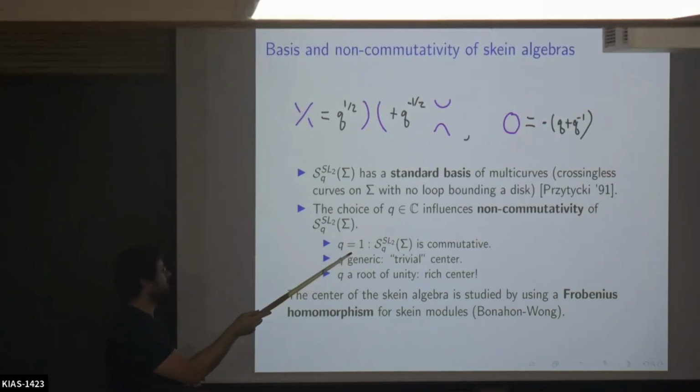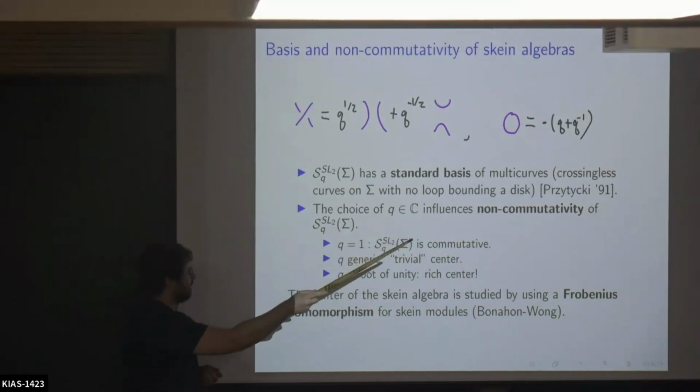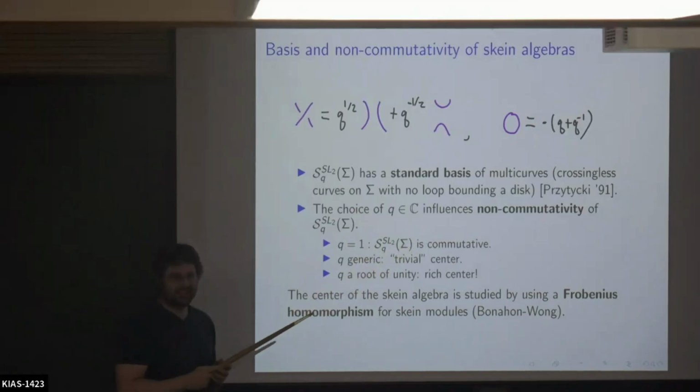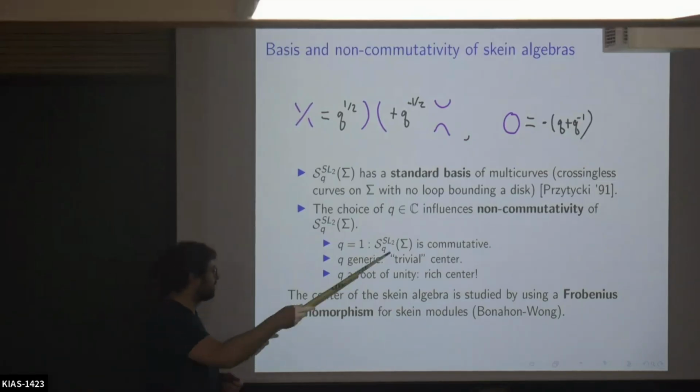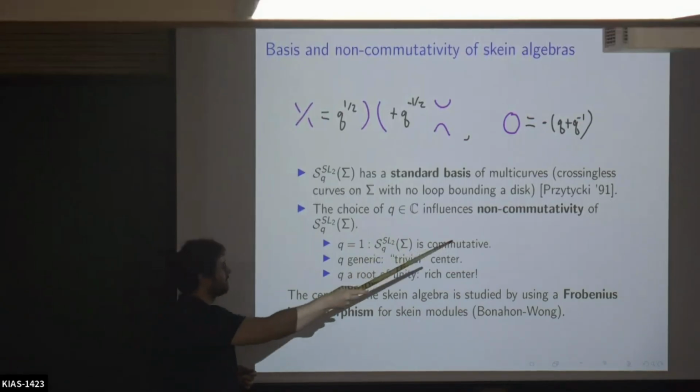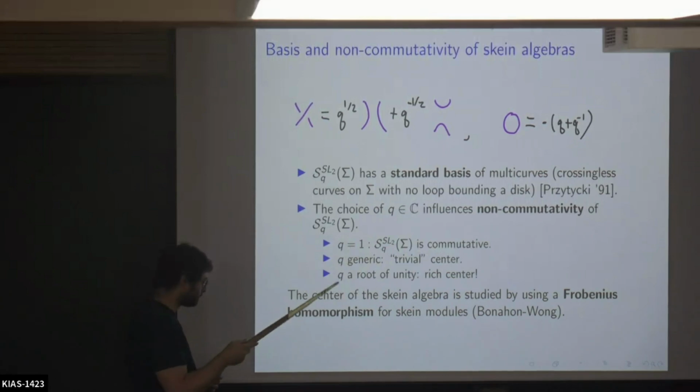But if Q is generic, if it's not a root of unity, then the only things in the center are the things that you would guess. The empty diagram is in the center, it's the multiplicative identity. And if you have a surface with boundary, a loop that's parallel to the boundary, like a loop around a puncture, you can shrink that to bubble past any other element, and so that will be in the center. You get the whole center this way when Q is generic.